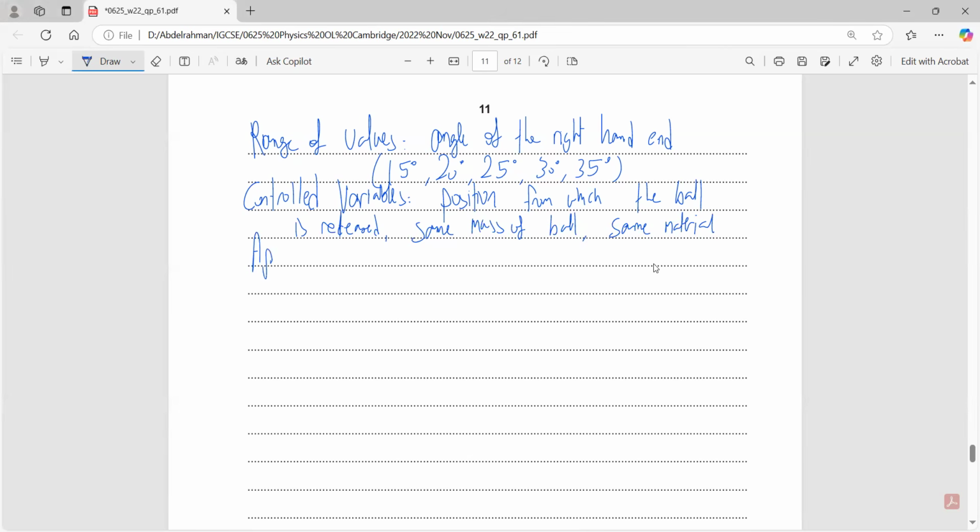What about the apparatuses needed? Some of the apparatuses would definitely be the meter ruler and the protractor. Now, can I state the steps? Yes, I can write down the steps. What should I do? Release the ball from a fixed position. Leave the ball until it hits the ground. Measure the distance traveled, or the horizontal distance traveled on the floor.